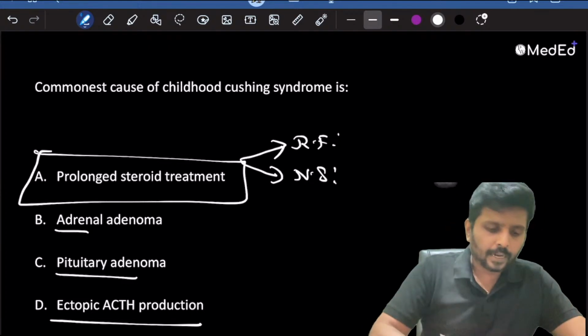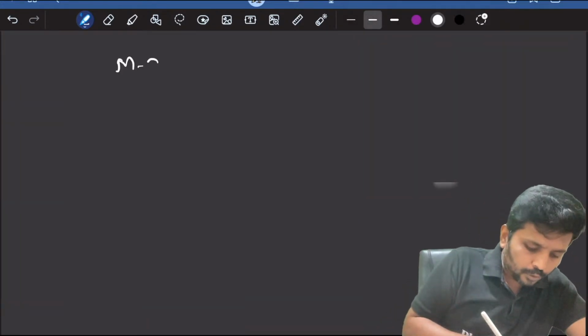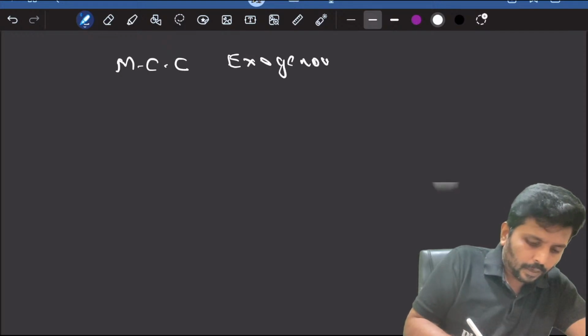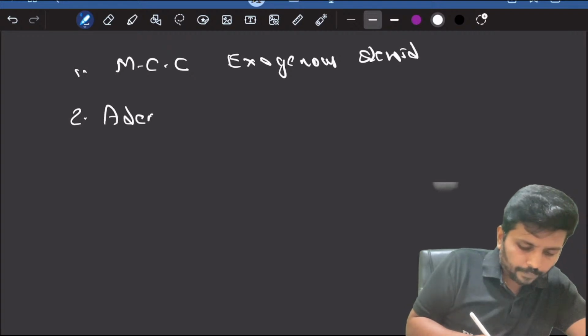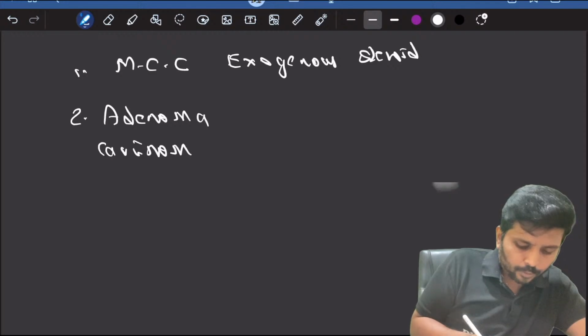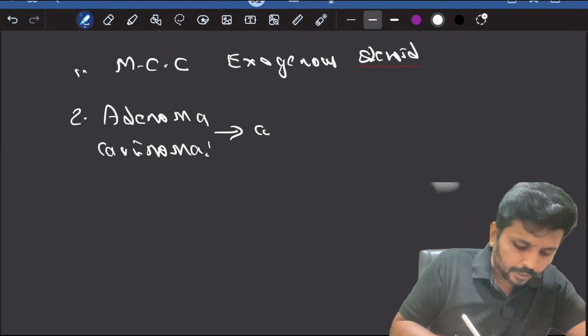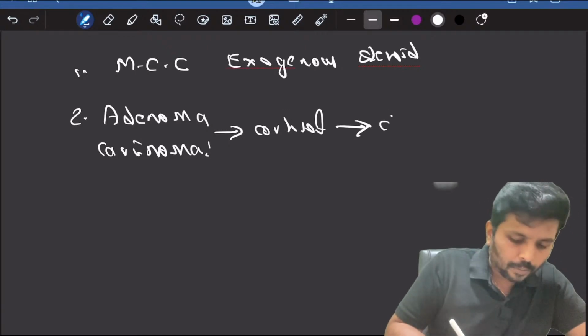Then what are all the other causes? Let me explain. The most common cause is exogenous steroids. What is the role of adrenal adenoma and adrenal carcinoma? Adrenal adenoma and adrenal carcinoma produce cortisol, and this is mainly the second most common cause for childhood Cushing syndrome.